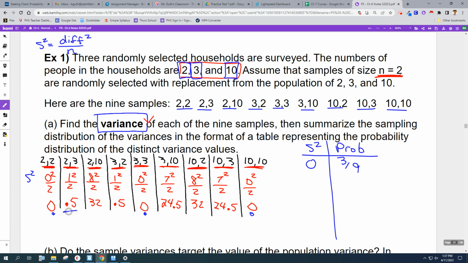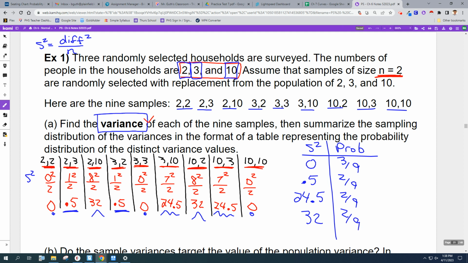The next smallest number is this 0.5. So let's say 0.5. I see 2 of them, so that probability will be 2/9, 2 out of 9. We keep going, putting them in increasing order. The next one I see is this 24.5. There are 2 of them, so that's 2/9. And then the only one I haven't done yet is this 32. That's 32. And that is also 2/9.